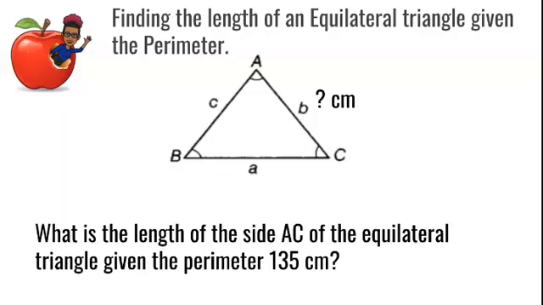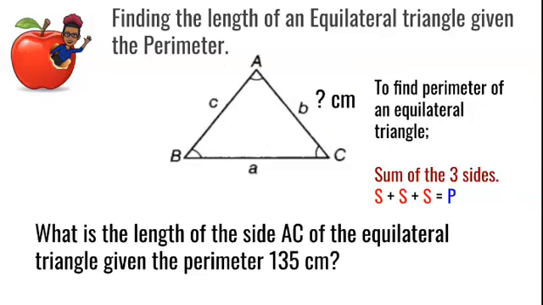Now let's look at our example. What is the length of the side AC of the equilateral triangle given the perimeter 135 centimeters? So we have the perimeter, we have the distance around our equilateral triangle. We have to find the length of AC. So here's the arrow showing us AC. So we want to find the length given our perimeter 135. So we know we're dealing with an equilateral triangle and each side same as the other. So all 3 sides are the same.